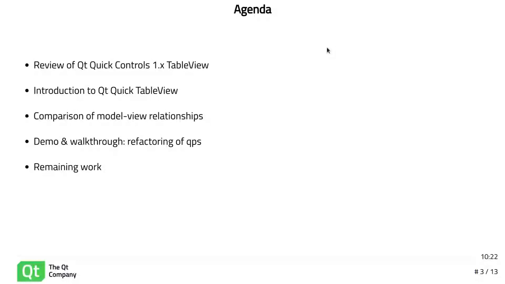So the agenda for this session: we'll first talk about the Qt Quick Controls 1 TableView and the reasons why we thought we needed to rewrite it, and then the introduction to the new Qt Quick TableView, which is the replacement. We'll talk about the relationships between the models and views. Then I'm going to do a demo and walkthrough of an existing application called QPS, which I have refactored to use the new Qt Quick TableView, and then some things that are still left to be done.